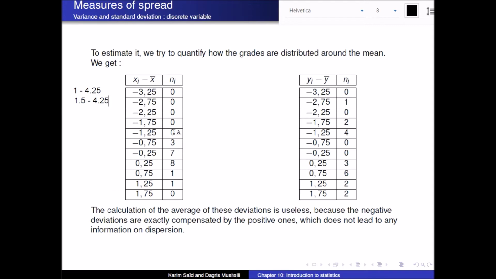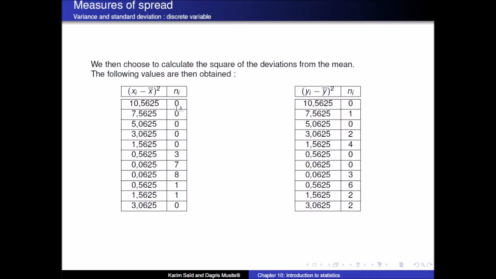Now what's interesting is to compute the mean of everything. In general, on average, how far are the grades from the mean? That's the real question. If we compute it, actually we're going to get 0, because all the positive values will be compensated by the negative ones. So it's useless to compute the average of all the deviations. That's why we square the deviations.